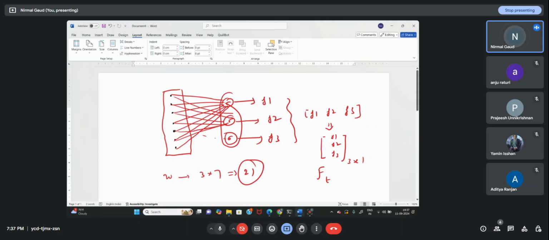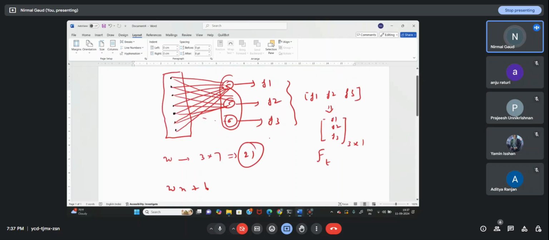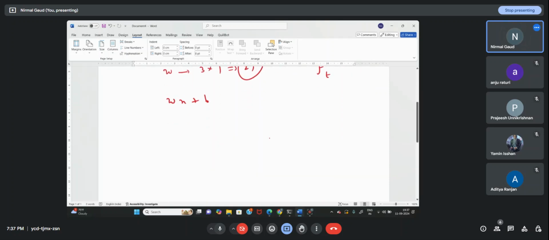You will have bias. When you perform WX plus b, the weights may be as they are, but for the bias term, we can take B1 for this, B2 for this, B3 for this, so we are having 3 biases. In general, the equation for deep learning is written like this: summation of wi xi plus b.